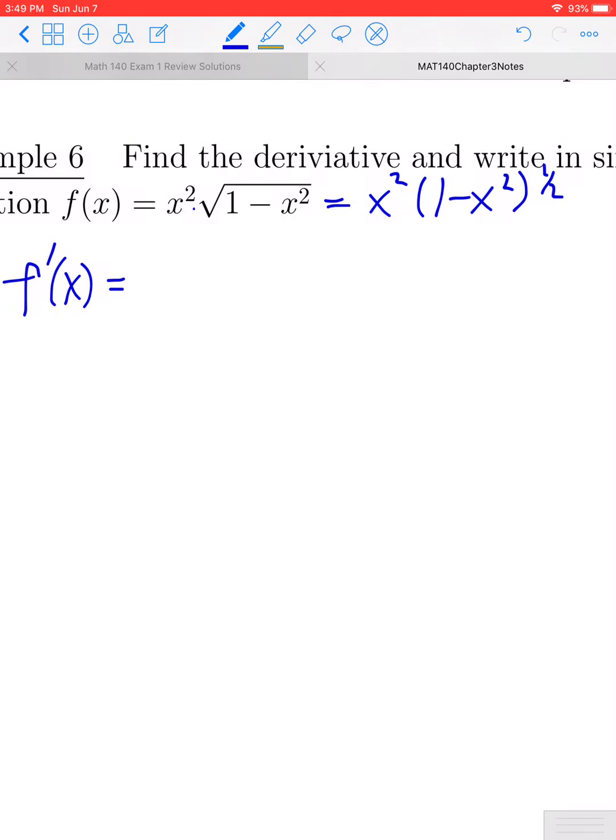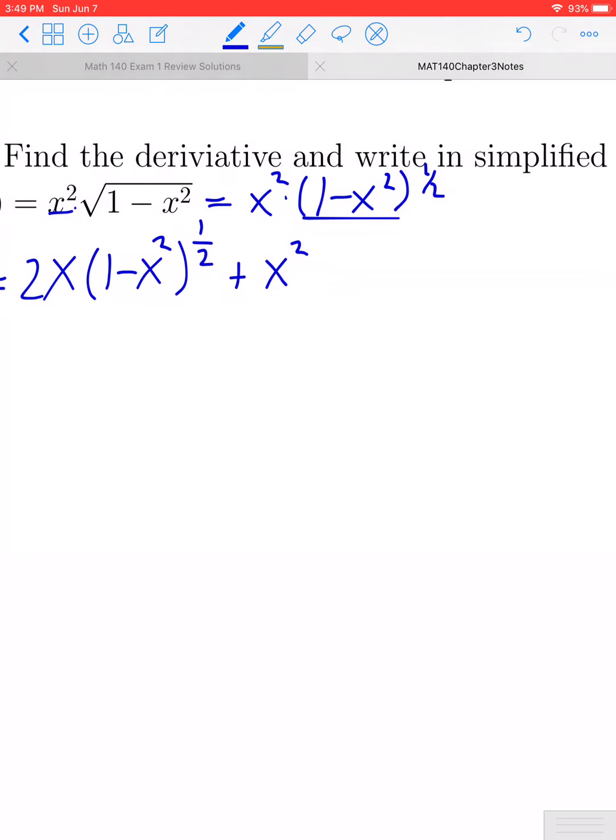So recall, the product rule says that if you have a product of two functions, you do the derivative of the first function. The derivative of x squared would be 2x. Leave that second function alone. And then plus, now I'm going to leave the x squared alone. And now I'm going to multiply by the derivative of 1 minus x squared to the 1/2. Now, in order to do the derivative of that piece, that in and of itself is going to require the use of the chain rule. So for this one piece, we need to do a chain rule.